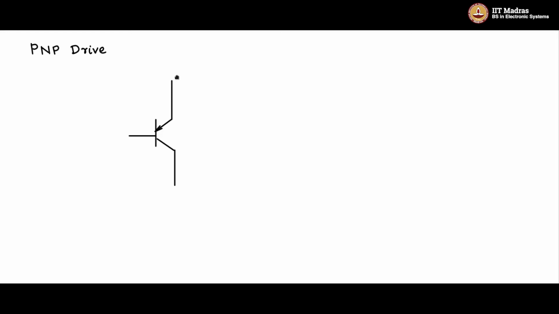positive power supply driven. In the case of the NPN, it was driven with respect to the ground because the emitter was connected to the ground. Here the emitter is connected to the positive of the power supply, so the drive is rail driven. But the circuit is exactly similar. Between emitter and the base, have this resistor, that is the positive supply.